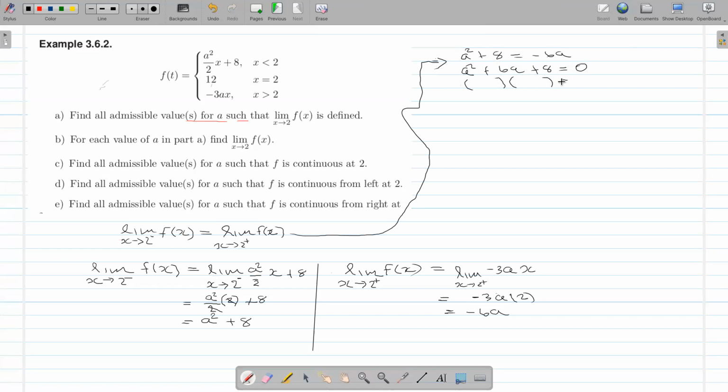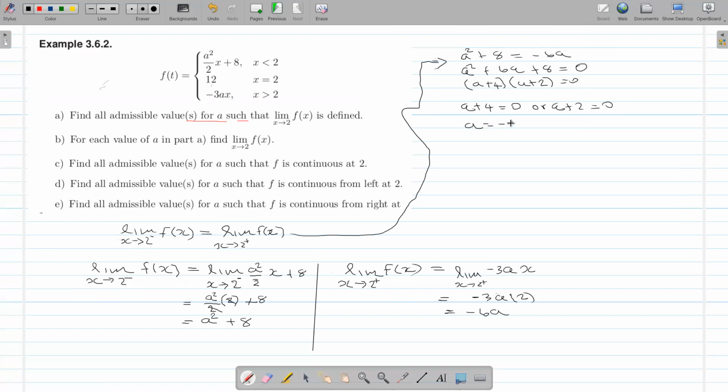Okay, this one a and a, 4 and 2 gives me the 6, no? 4 and 2 gives me the 6. So here I have a plus 4 equals 0, or a plus 2 equals 0.